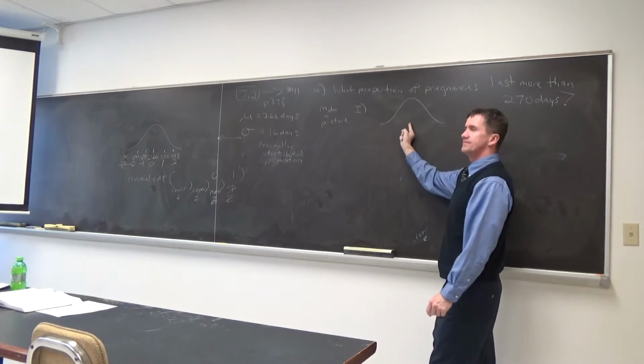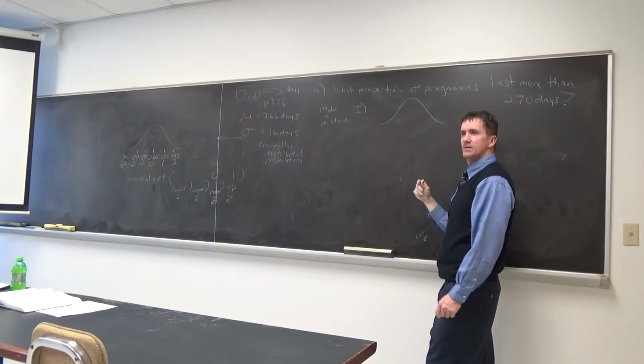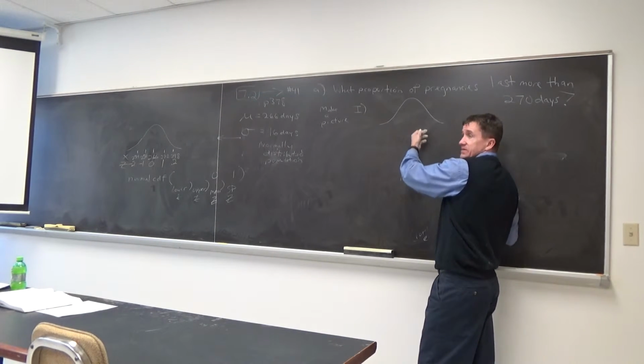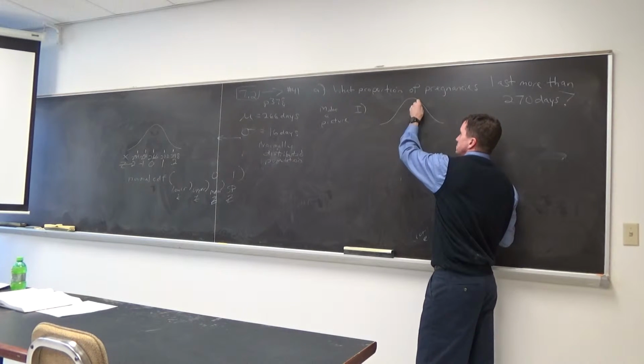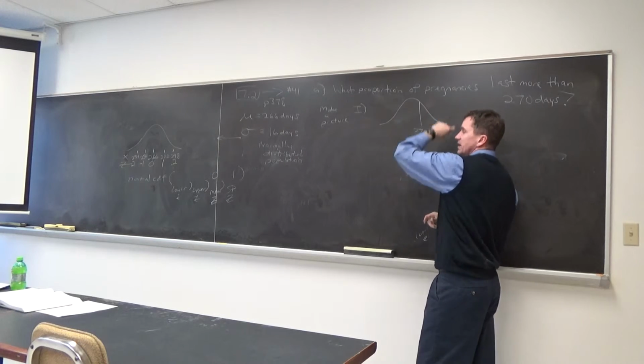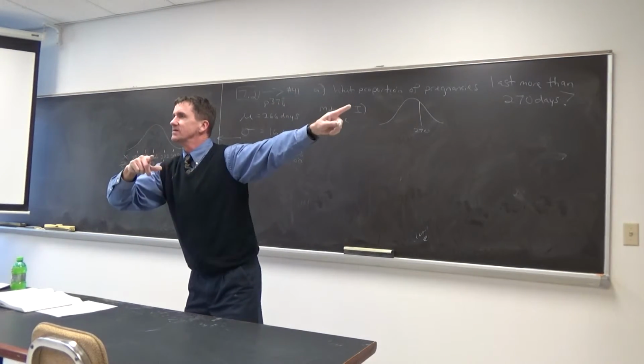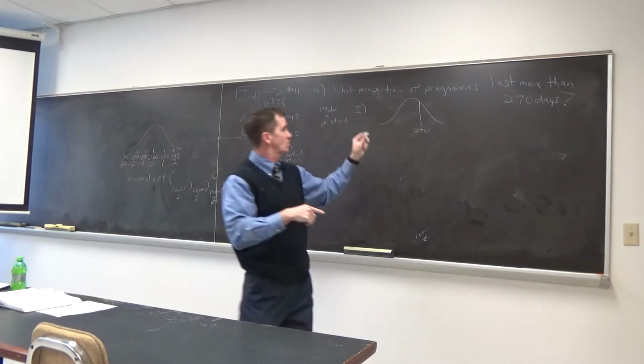What's in the middle? 266. 266 days. Where's 270? Off to the right somewhere? Yeah, so we just go off to the right a little bit. It doesn't have to be perfect. We're just like, well, 270 is over here. By the wording in this question, which way should I shade? To the right. Everyone agree? So that's what we're going to do. We're going to shade.